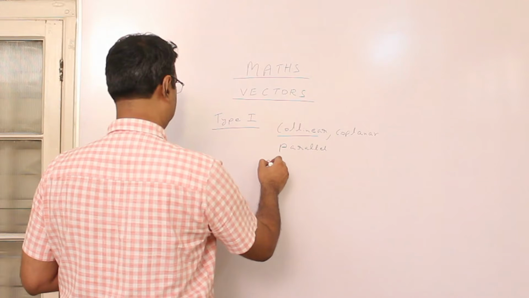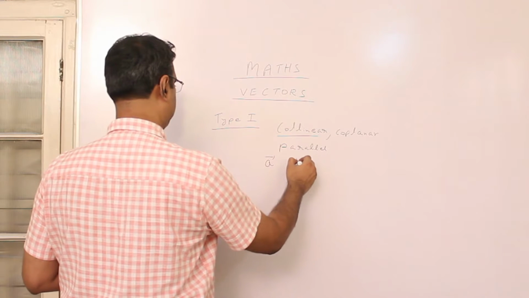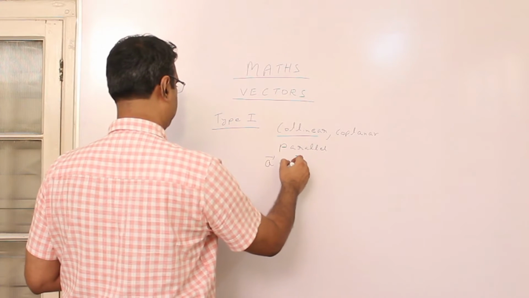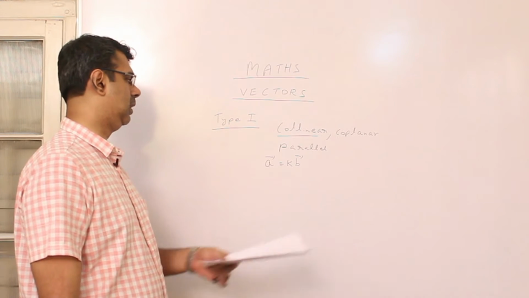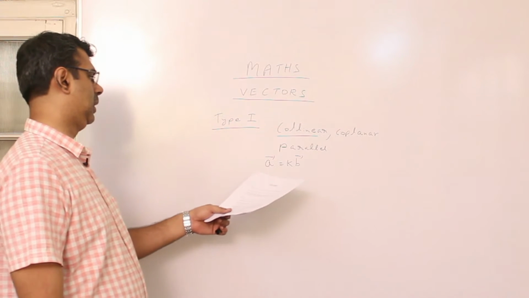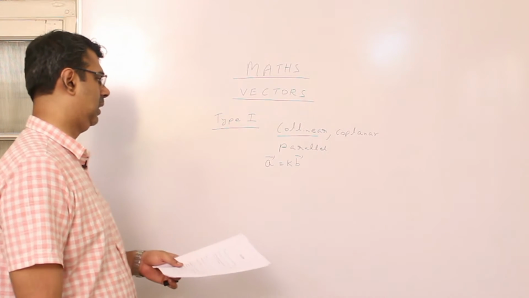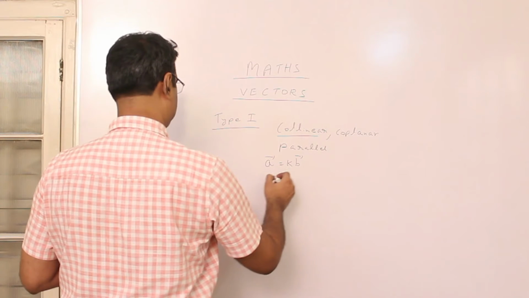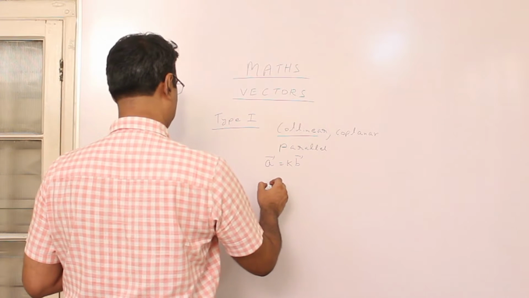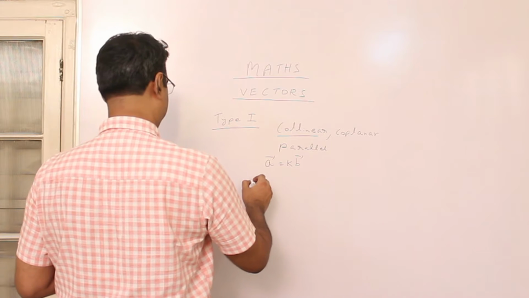So, whenever you have two vectors A and B and they are collinear to each other, you will find that A is a scalar multiple of B. So you can write vector A is equal to scalar into vector B. Now if two vectors are coplanar, it means they lie on the same plane.